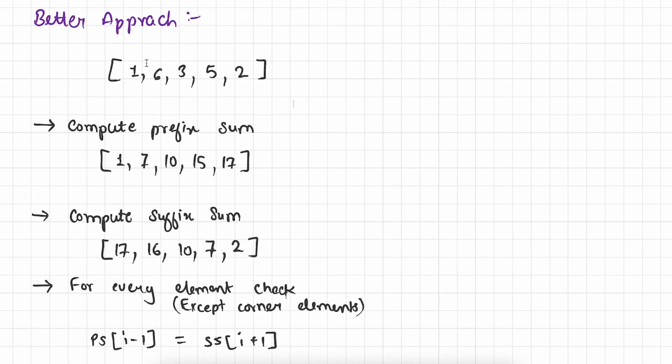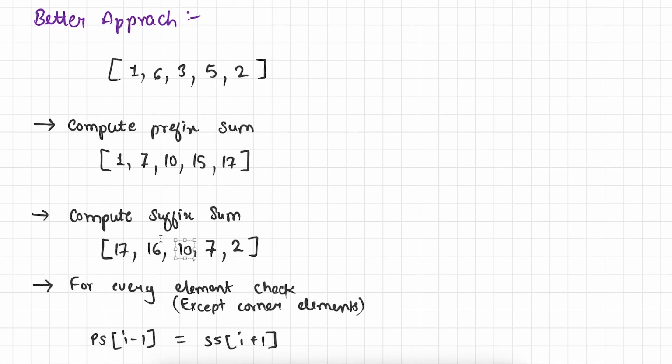So let's say the element is 6. Now if we consider this position, the prefix sum before this element is 1, because we are considering i minus 1. And the suffix sum after this index is 10, and 1 is not equal to 10. So we skip this step. And how is it working? Because before 6, the sum is 1, we already know. And after 6, we can see that the sum is 10, and we can get it from the suffix sum.